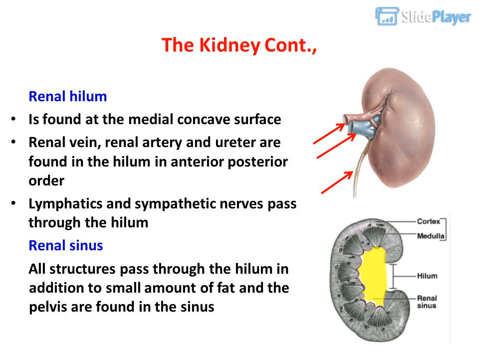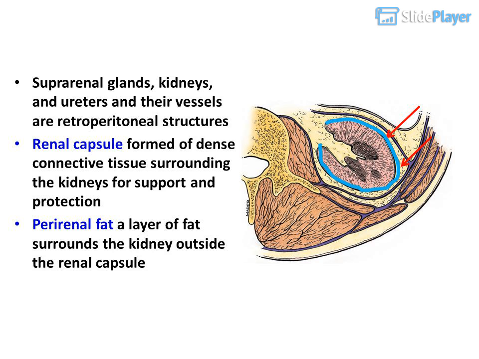Renal sinus. All structures pass through the hilum. In addition, a small amount of fat and the renal pelvis are found in the sinus. Suprarenal glands, kidneys, and ureters and their vessels are retroperitoneal structures.